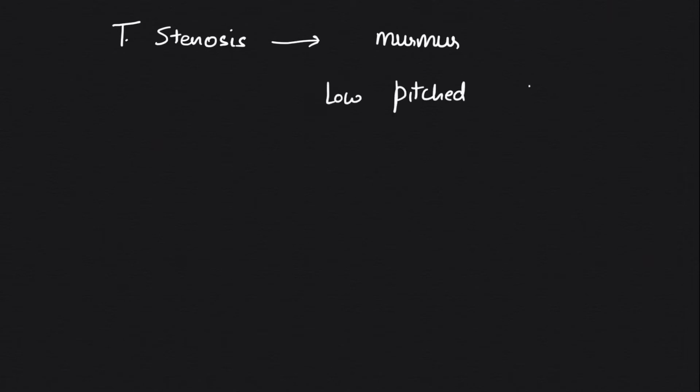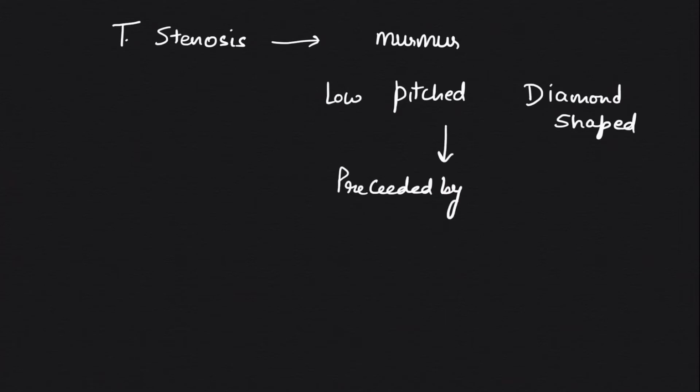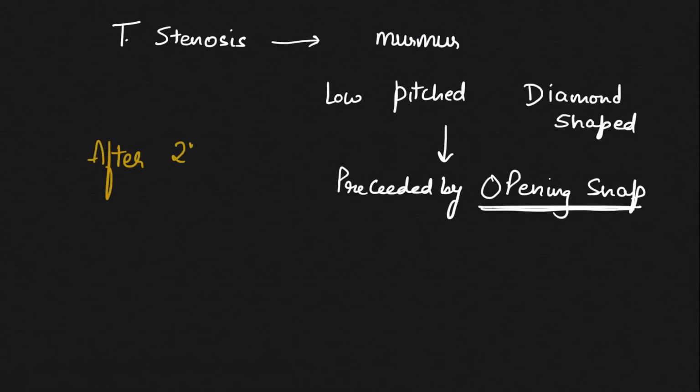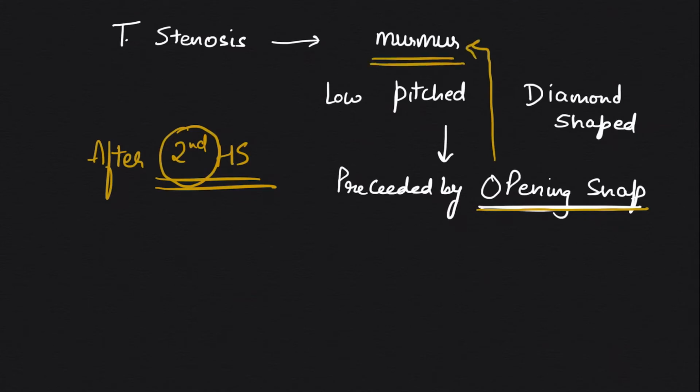so not present throughout the diastole. It is just present for a small period of time. It is a diamond shaped murmur, low pitched, which is preceded, before that we are getting an opening snap. So we'll say which is preceded by an opening snap. Now this opening snap and the murmur, both of them we hear after the second heart sound. That is very important. So an opening snap after the second heart sound and then followed by a murmur. So after the second heart sound.